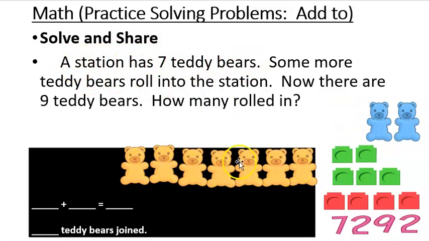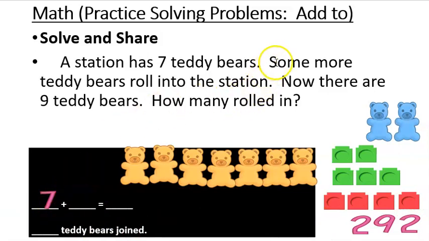Okay, look now. We finished that first sentence here. There's 7 teddy bears now in the picture. 1, 2, 3, 4, 5, 6, 7. So first graders, now that we have 7 teddy bears, what number goes up here, up front? 7, because we have 7 teddy bears and it told us up here, a station has 7 teddy bears. So watch, Mr. Begay's going to get 7, I'm going to put it right there, look, 7.